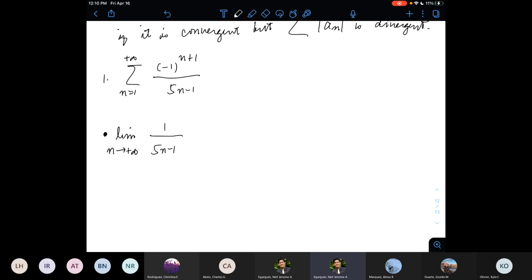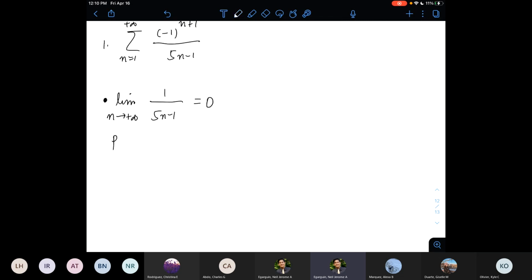All right. So let's take the limit as n approaches infinity. Obviously, this is equal to 0 because the denominator will become a very large number when n increases, right? So 1 divided by a large number is equal to 0. The limit is 0, so I'll proceed with the AST, because I cannot draw any conclusions by just looking at the limit. So now I proceed with the alternating series test.